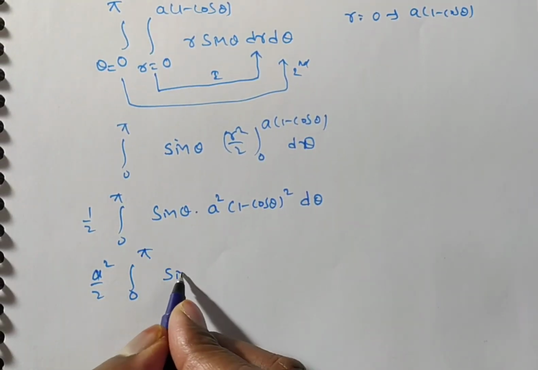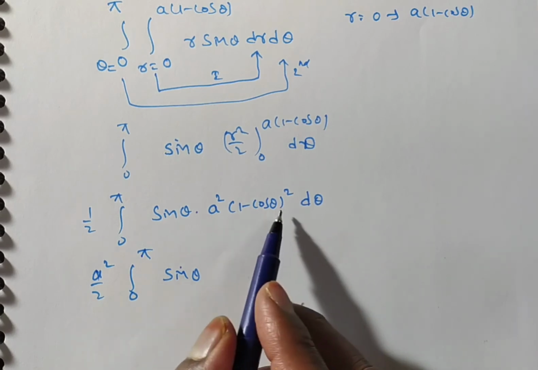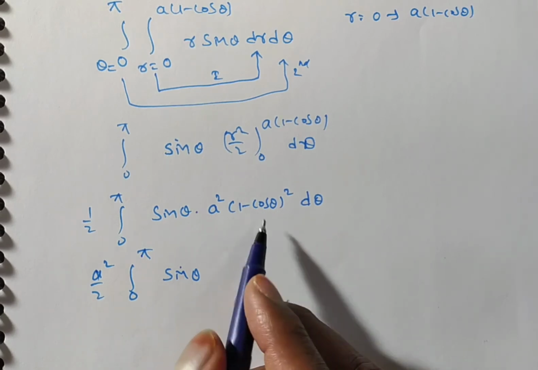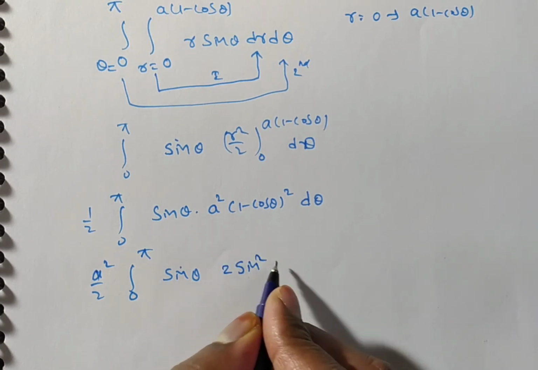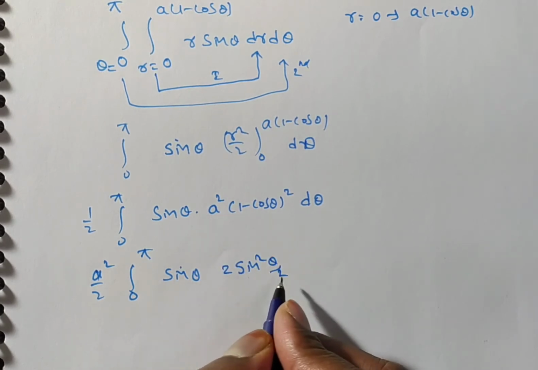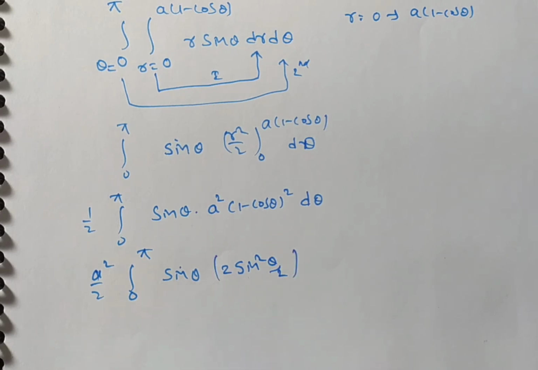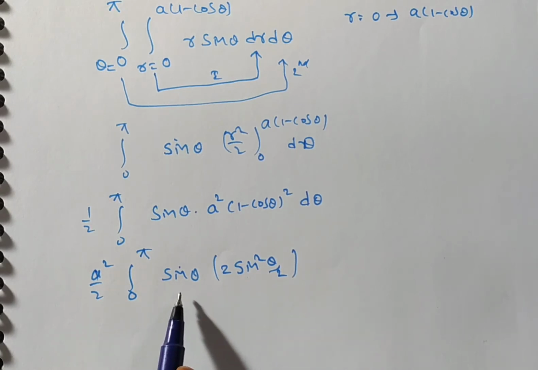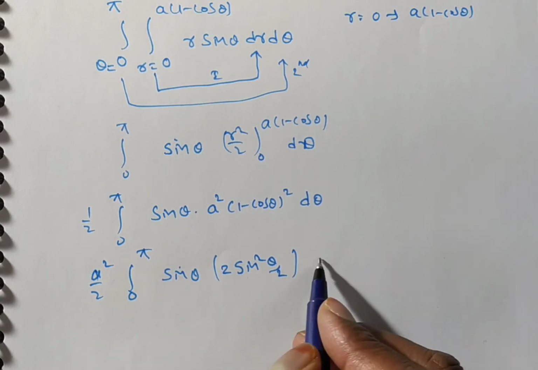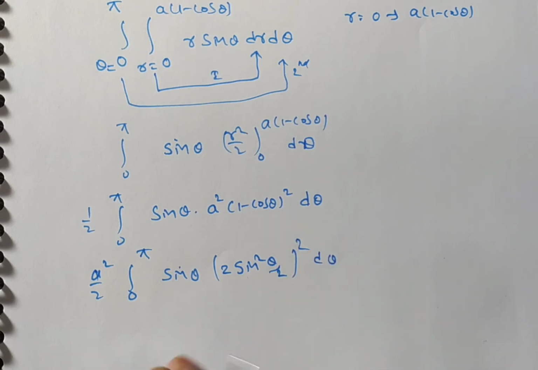0 to pi sine theta into, you can split this one better too. Before that, you can write 1 minus cos theta as 2 sine square theta by 2. 1 minus cos theta you can write as 2 sine square theta by 2. So this is in terms of theta by 2, so this also you can change into theta by 2 terms. d theta, this is whole square you have.